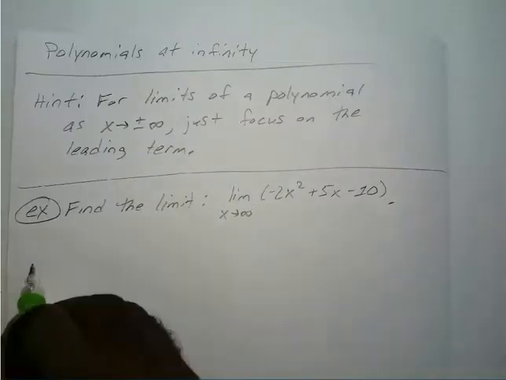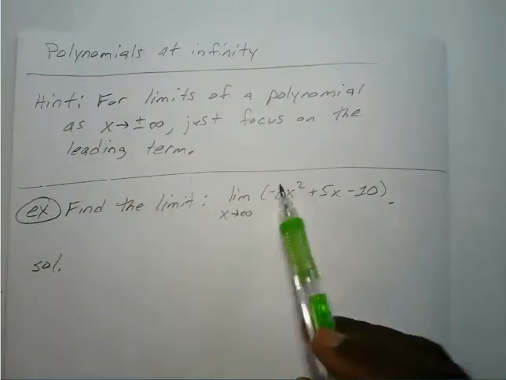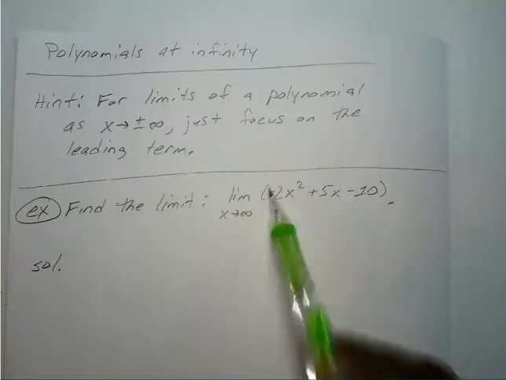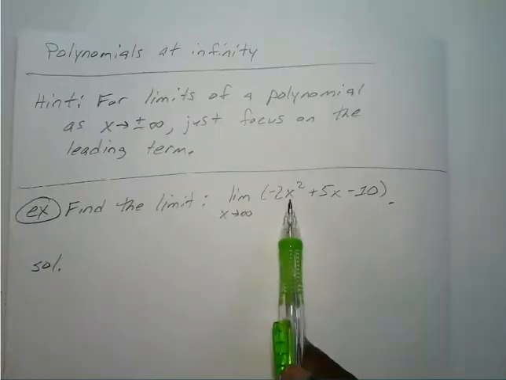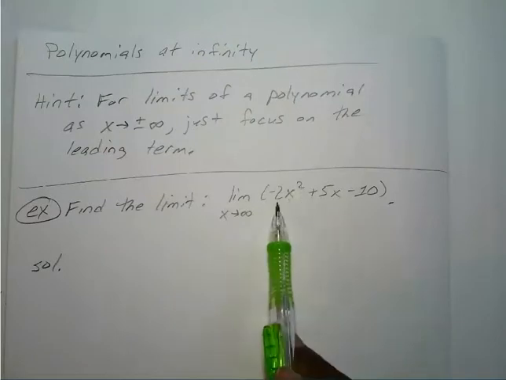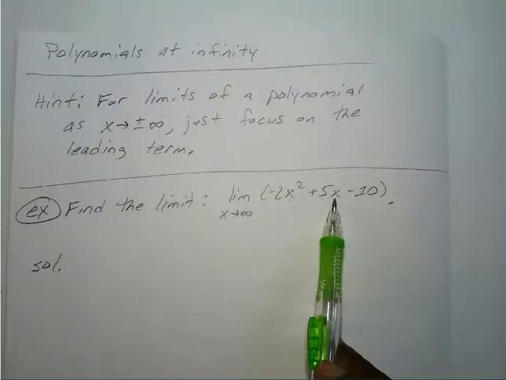All right. So what we're going to do is we're just going to focus on the negative 2x squared. Because if this is a really big number squared and then doubled, it's not going to really matter much that you have 5 times that number.